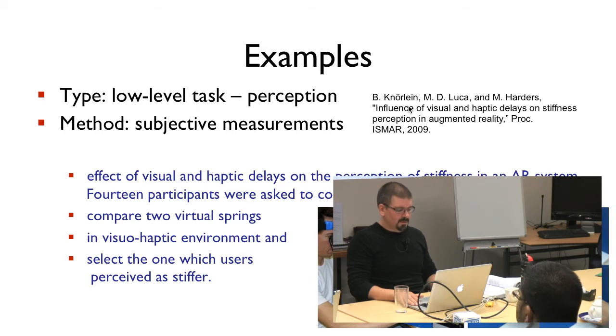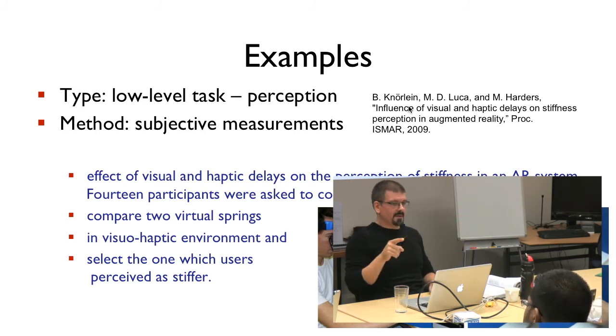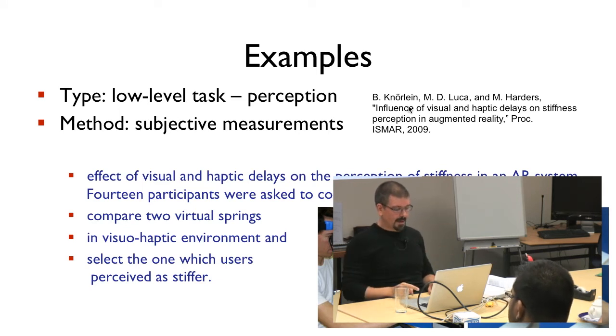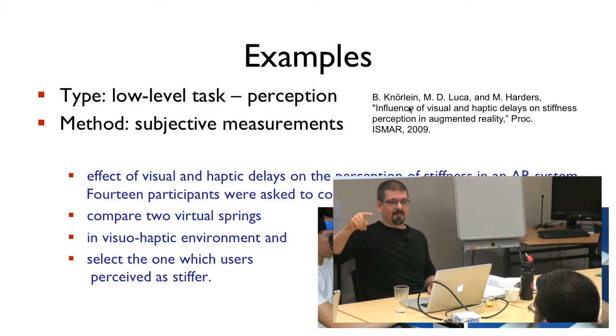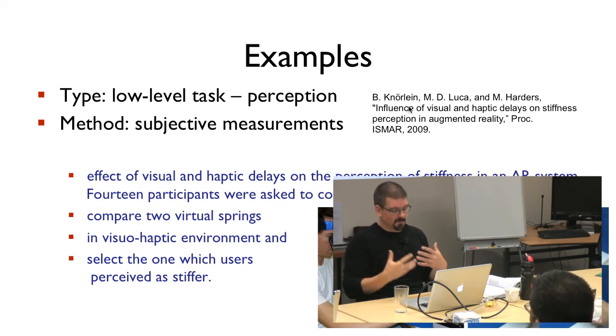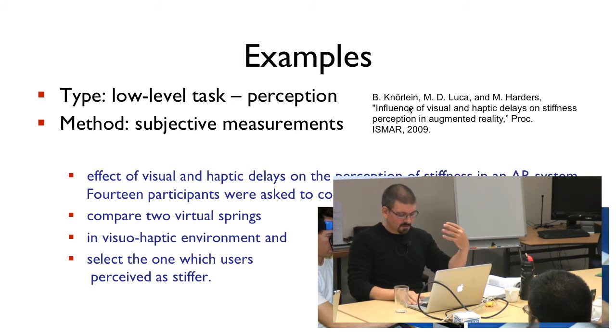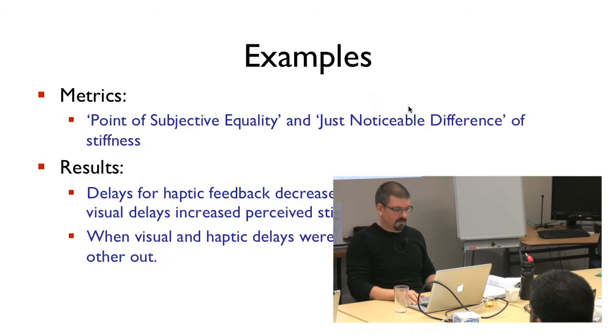The next example looked into subjective measurements. You had a phantom haptic feedback device, and they studied the effects of visual and haptic feedback on the perceived stiffness of a spring. The participants, as you see here, had to press a virtual button with different virtual stiffness, and had to make subjective judgments on which one they perceived as stiffer and which as not as stiff.